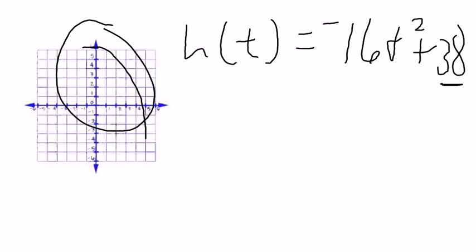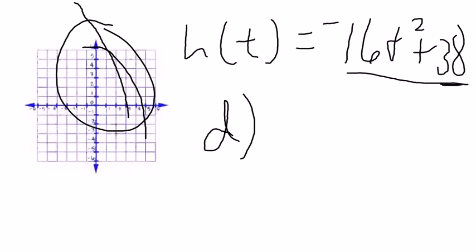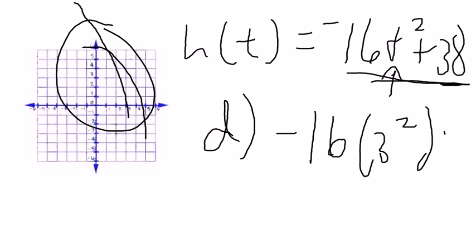Let's look at where it hits the ground. With letter D, that hits the ground at 3. So the graph is coming down and it's supposed to hit the ground at 3, where the height is 0. So let's see if this equals 0 if my time is 3 seconds. Negative 16 times 3 squared plus 38. If that's 0, then that's my answer.